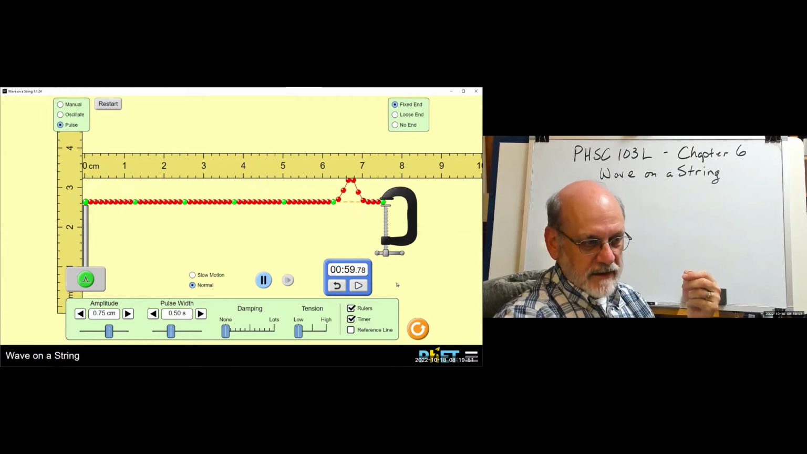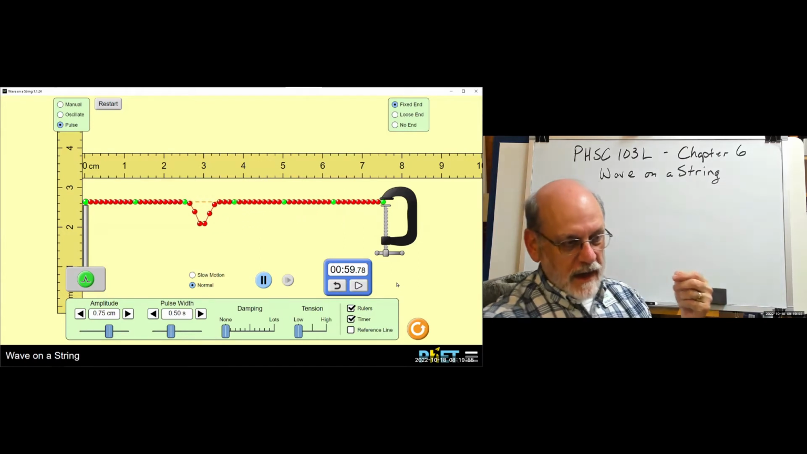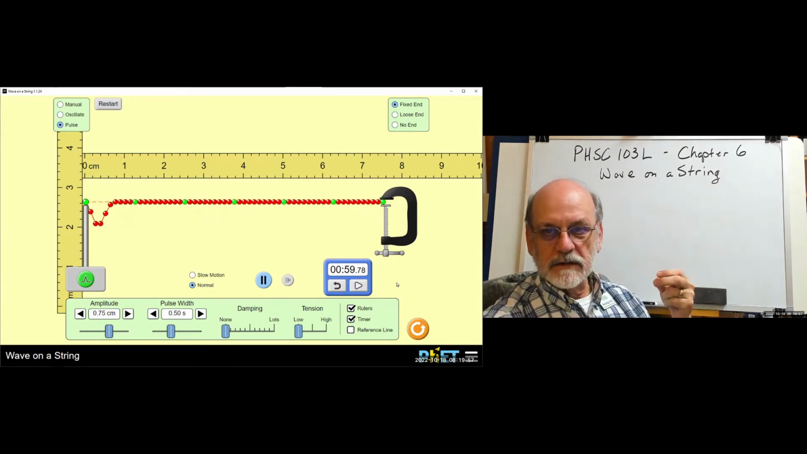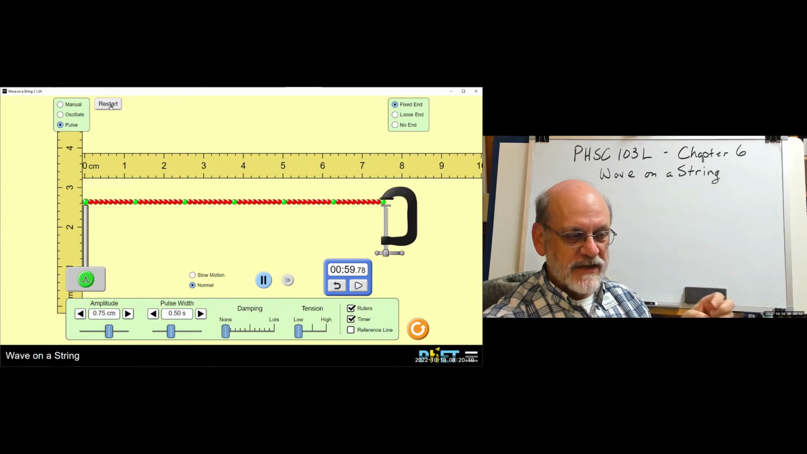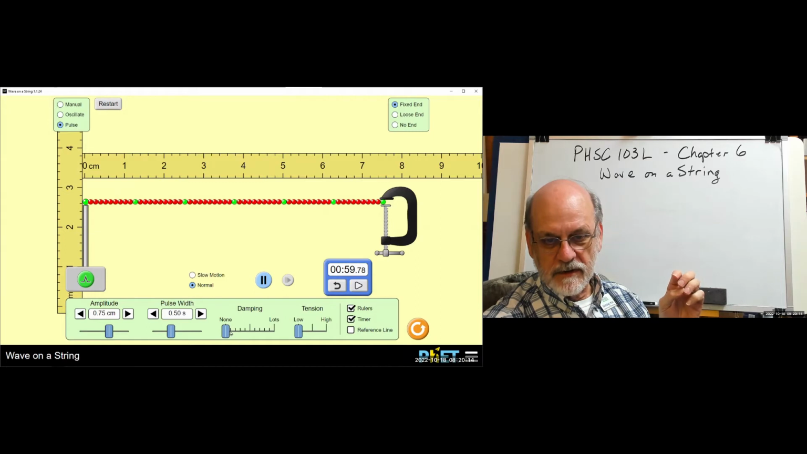Let's see, what's next? Click the restart button. There it is right there, restart. It saves, it doesn't change anything else. It's just restarted. Change the tension to medium now. Tension, here we go, medium.